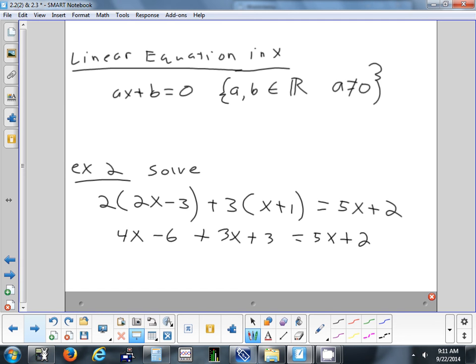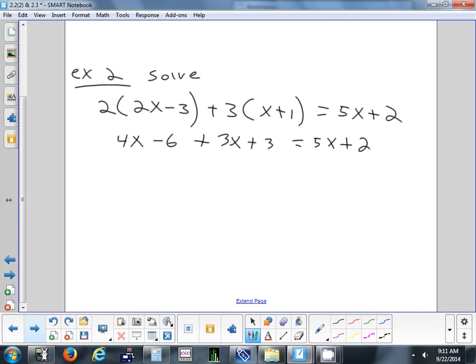And now before we start moving stuff from side to side, Taylor, what can I do on the left? You can combine like terms, so we get 7x. So 4x and 3x is, yep, 7x, minus 3. Negative 6 plus 3 is minus 3. Now we can start moving stuff from side to side.